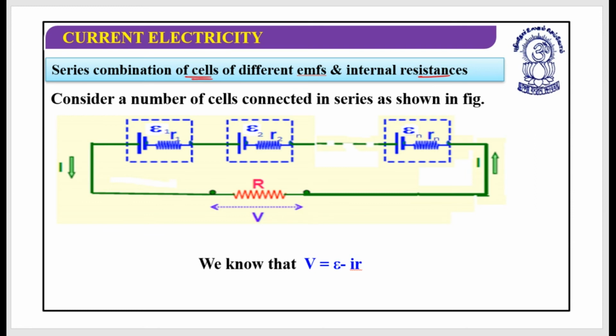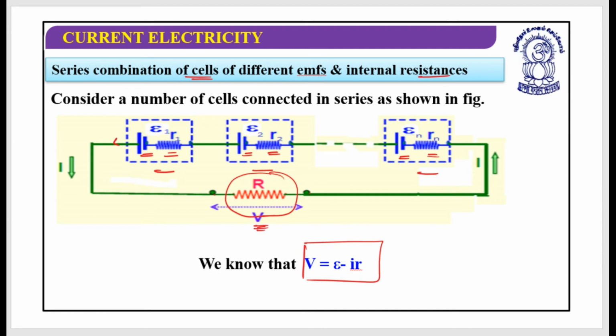So first, let's look at the diagram. We have n number of cells: first, second, third, and n. Each one is having an EMF and internal resistance of E1, R1; another cell E2, R2; E3, R3; and so on, En, Rn. This circuit has been connected with external resistance R, and the potential difference across the external resistance R is V.